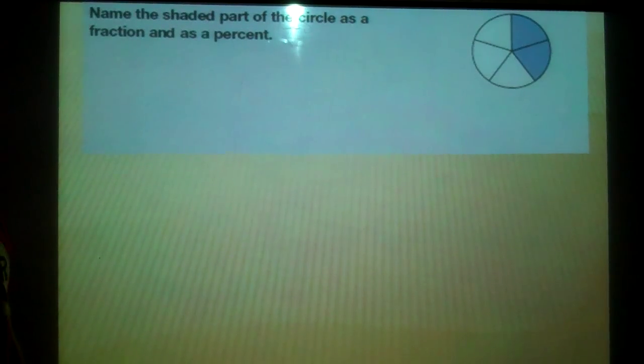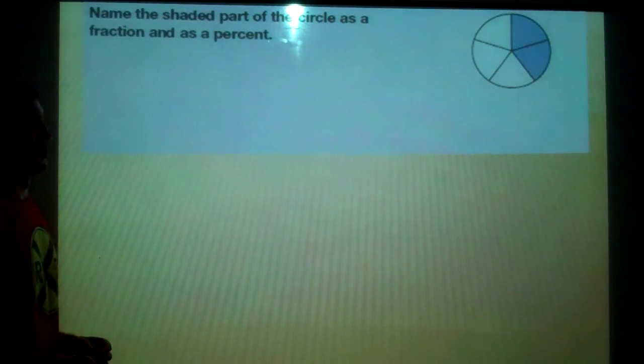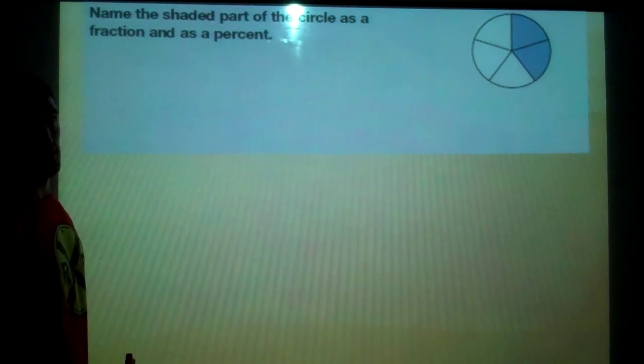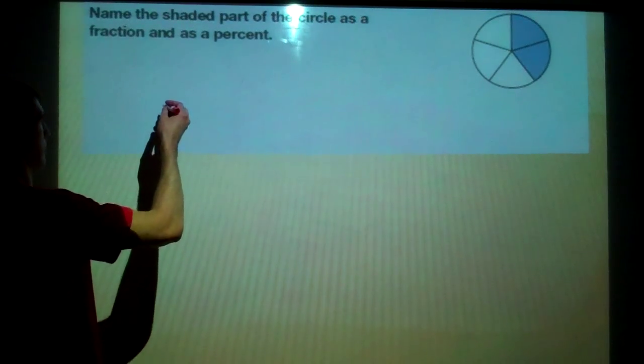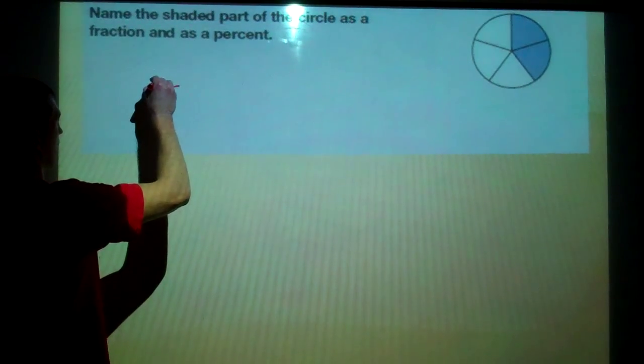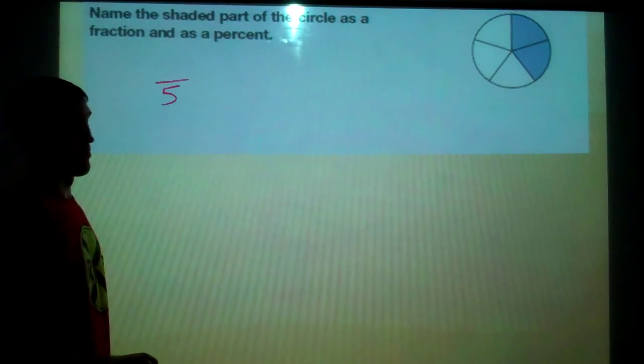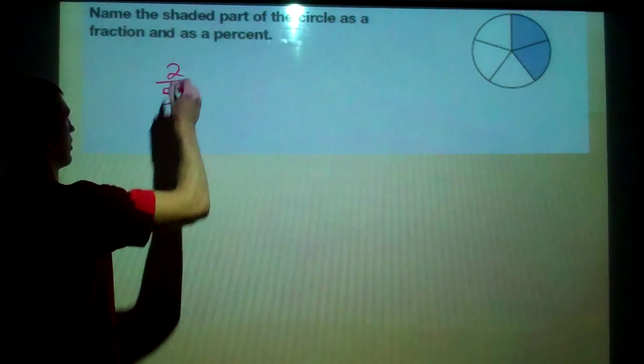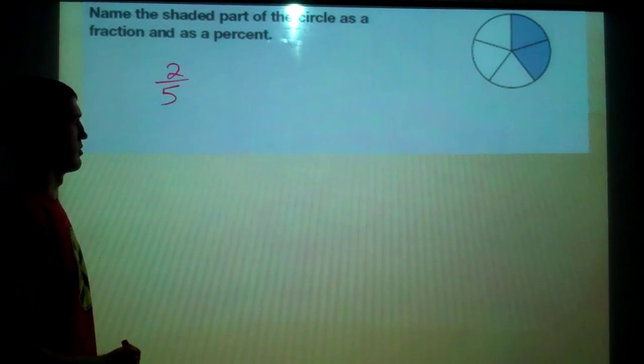Alright, let's take a look at one of these. Name the shaded part of the circle as a fraction and as a percent. So here we go. We have 5 equal parts, so that's our denominator. And 2 of them are shaded. So 2 out of 5, that's our fraction.